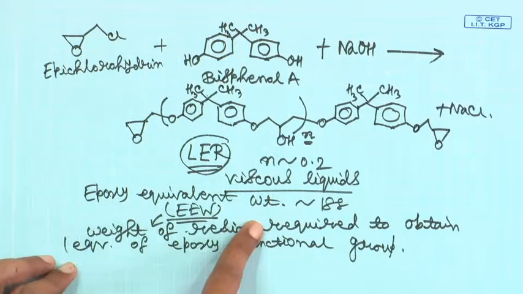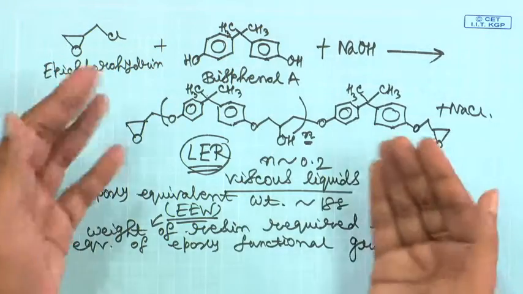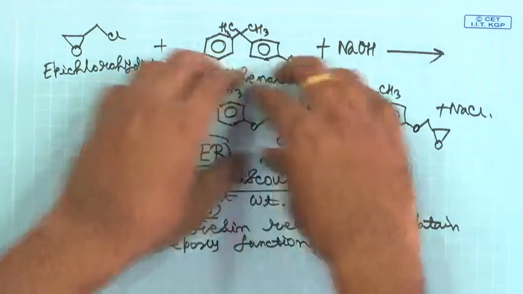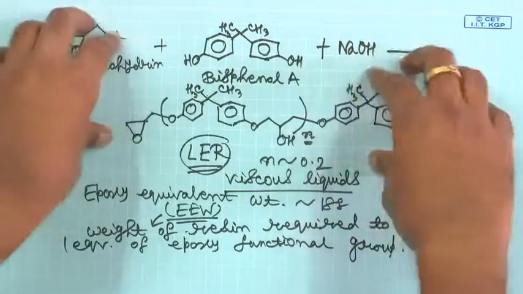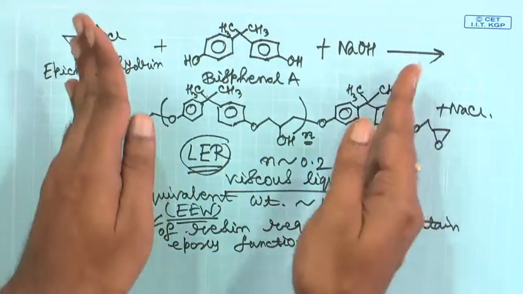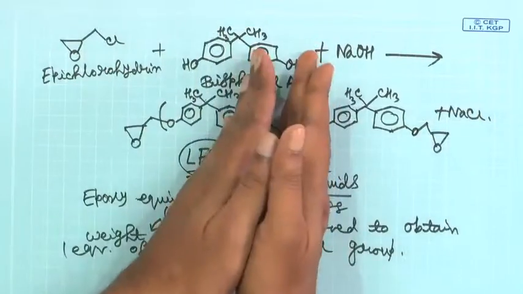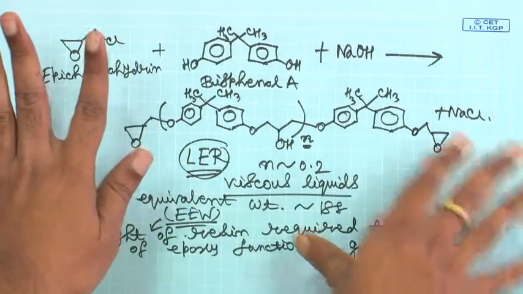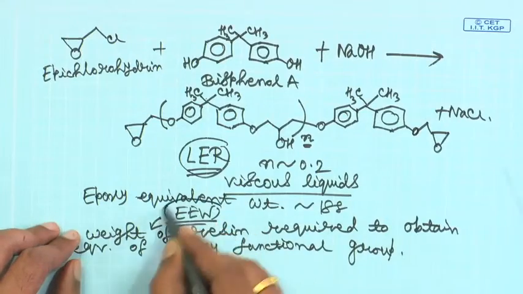If this epoxy equivalent weight is high, that means the proportion of the available epoxy units is lower in the molecule, because whether you have a very high molecular weight or a small molecular weight, one molecule provides 2 epoxy units. Of course, if you have a small molecular weight, the proportion of the epoxy units is higher. So, that is what is given by this epoxy equivalent weight.